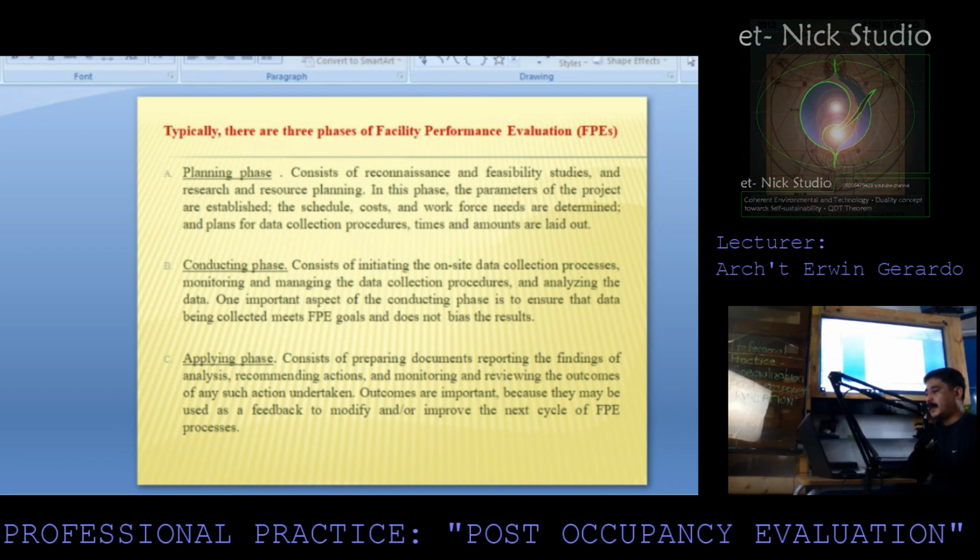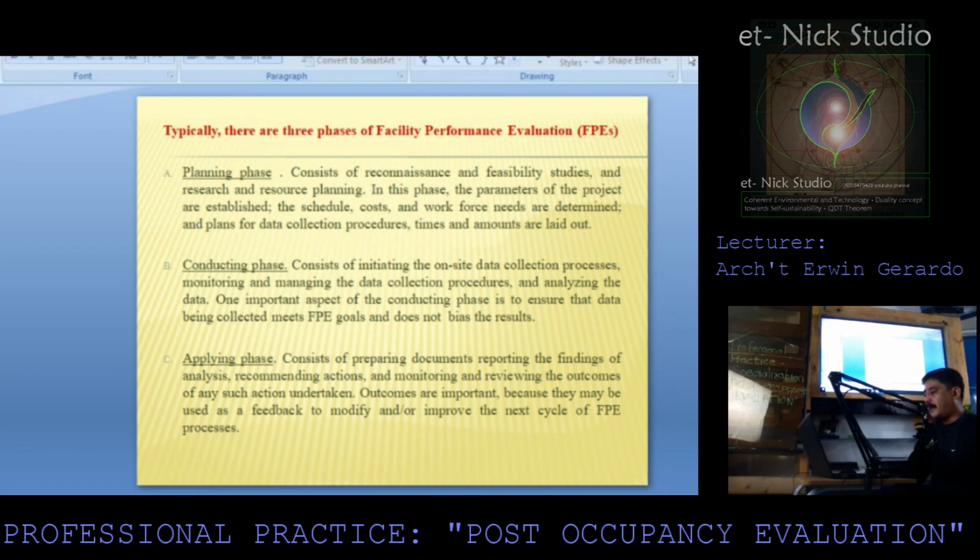Letter B, the conducting phase, consists of initiating the on-site data collection processes, monitoring and managing the data collection procedures, and analyzing the data. One important aspect of the conducting phase is to ensure that data being collected meets facility performance evaluation goals and does not bias the results.